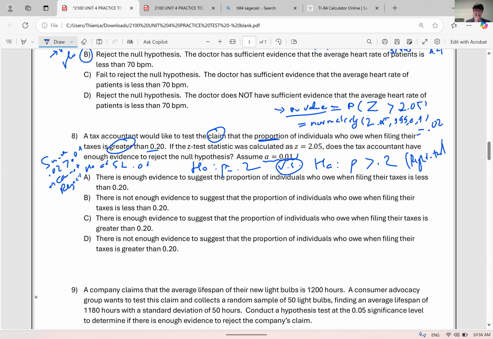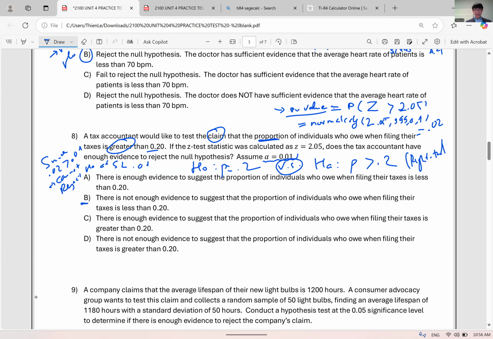It seems correct. There is not enough evidence, read it again, okay, to suggest that the proportion of individuals who owe when filing tax is less than 0.02. Okay, there is not enough evidence to support the HA, right? That's good. I think it will be correct.